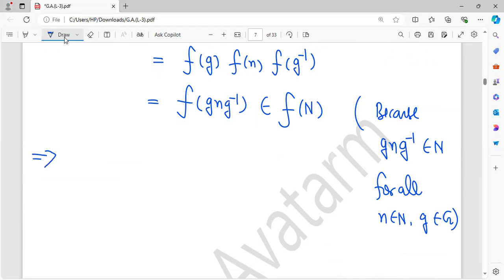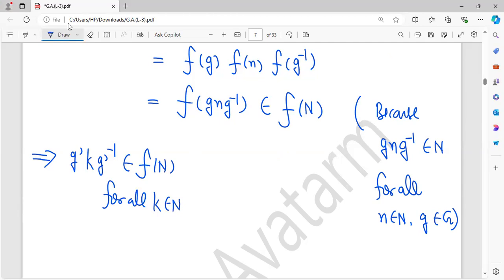So this implies g' k g' inverse belongs to f(N) for all k belongs to f(N) and g' belongs to G. So this implies f(N) is normal.